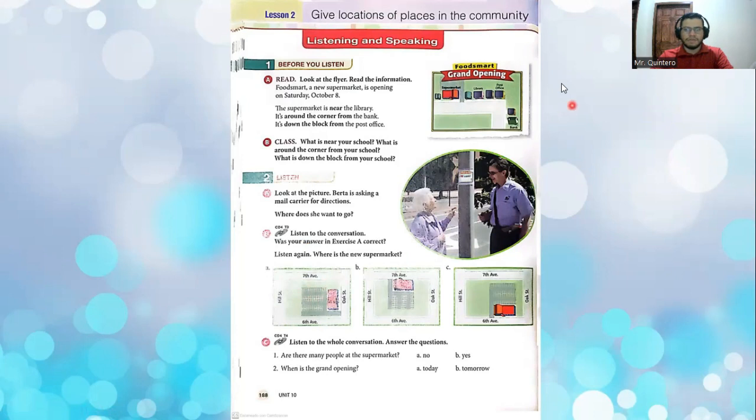So, what do we have over there? What's the correct answer? Who's going to tell me what is the correct answer? A, B, or C? This is the letter B, right? Because it's located, in which place? On 7th Avenue between Hill Street and Oak Street.